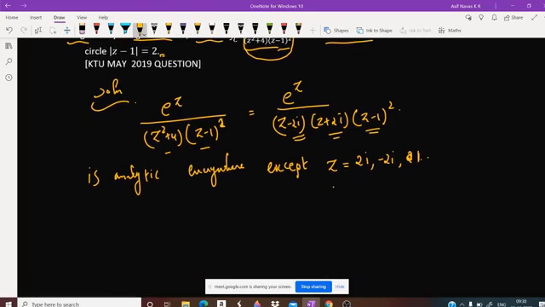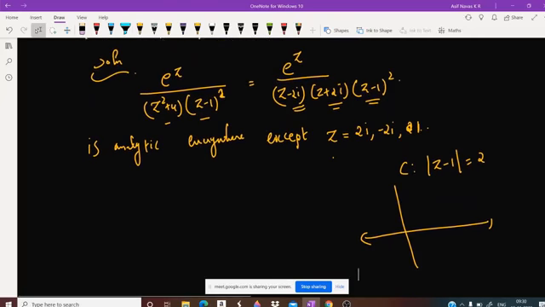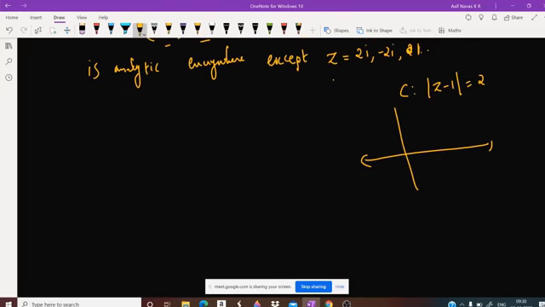Now, what is our C? Then we will draw C. Curve C is mod z minus 1 equal to 2. So first we will draw it. Mod z minus 1 equal to 2 is a circle with center 1 and radius 2. So this is 1.